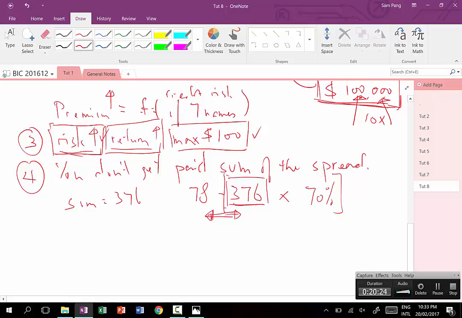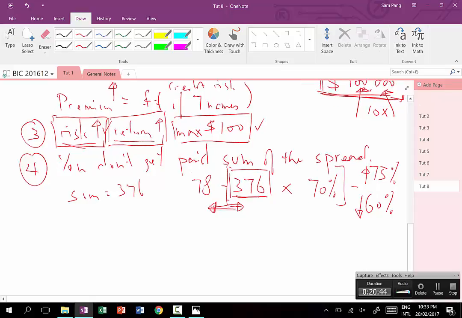However, the range is probably between 60 to, let's say, 75, so sometimes higher, sometimes lower. Now you must be wondering, well, what makes it higher, what makes it lower?